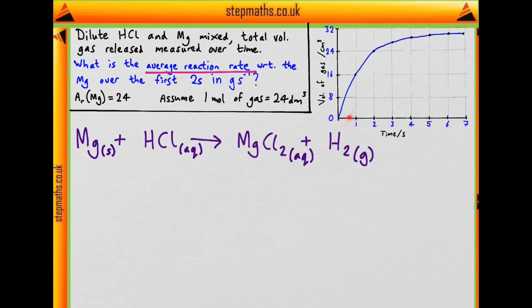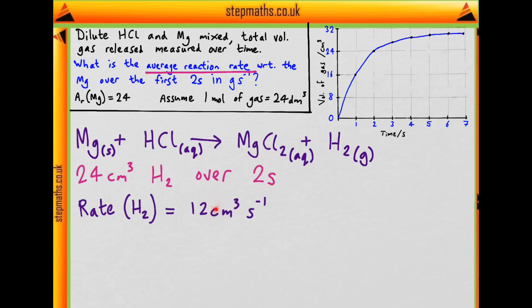So how can we go about finding this? Well, what is the gas, firstly? The only one from the equation is this hydrogen that's produced. So we can read off that 24 centimetres cubed of hydrogen is released over 2 seconds. So what's the rate of reaction? Firstly, with respect to hydrogen. Well, if it's 24 centimetres cubed in 2 seconds, then the rate in centimetres cubed per second will be 12.